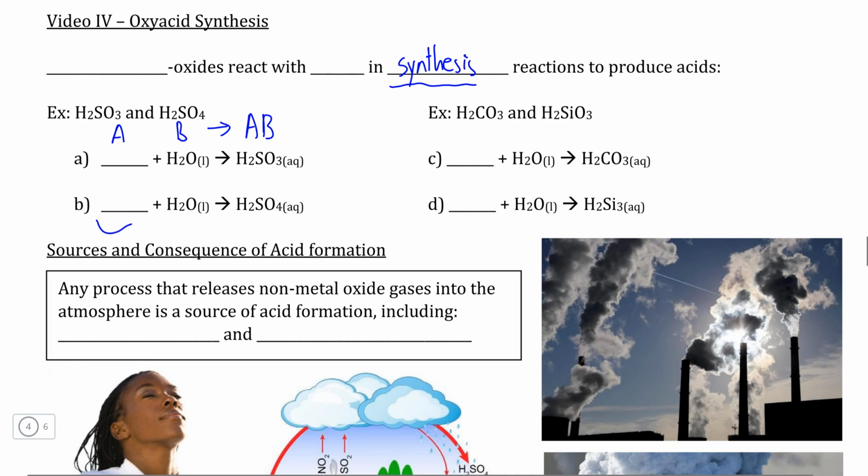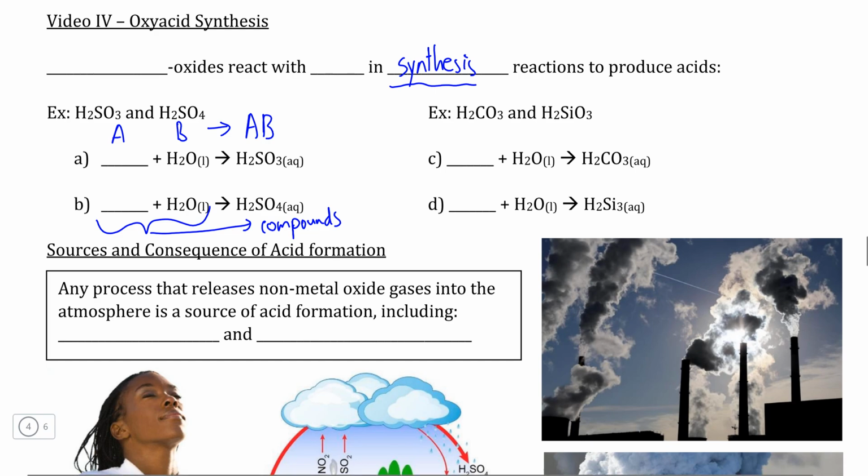The only difference in oxyacid synthesis reactions is that the A and B are actually compounds rather than individual elements, such as the elements that we see that produce binary acids, but we can see that pretty much all acids can be produced through a series of relatively simple synthesis reactions.